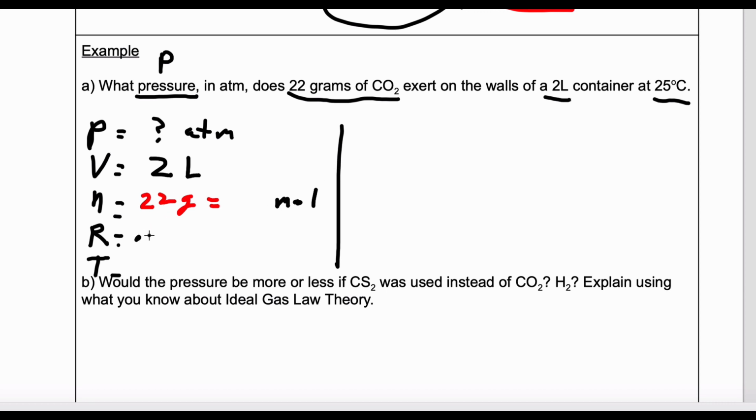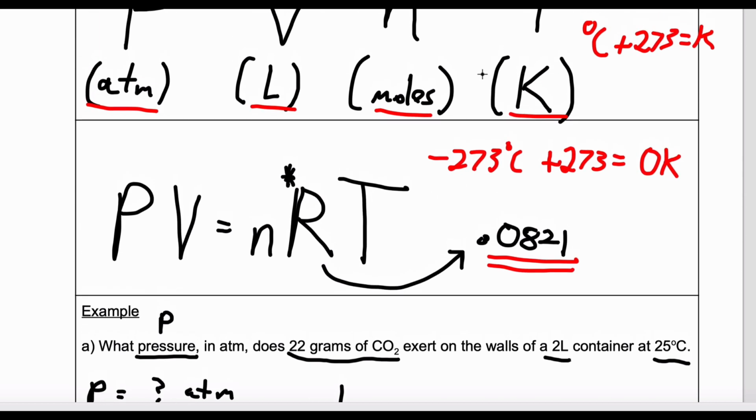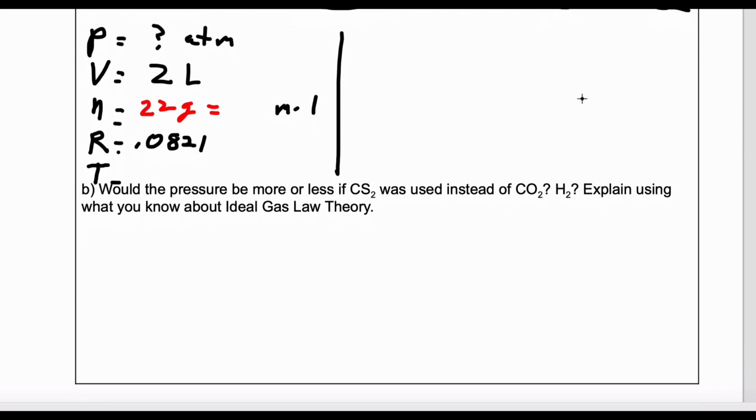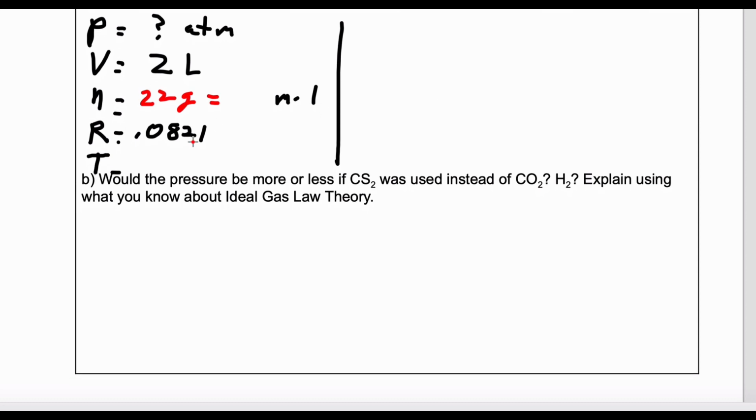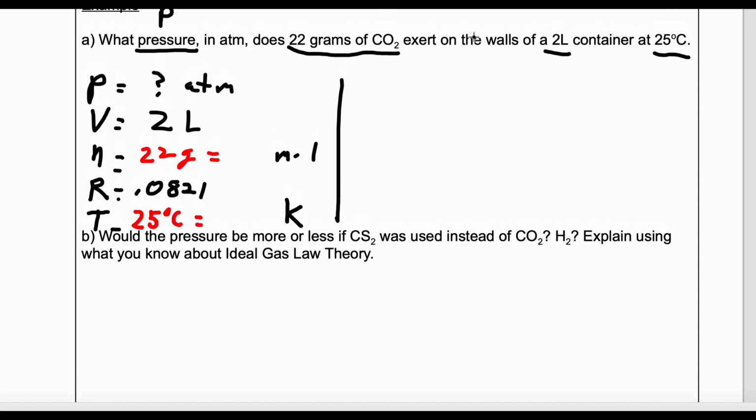We know that R is always 0.0821. And we know the temperature here was given in degrees Celsius. But remember, it needs to be in degrees Kelvin. So I'm going to go ahead and put that in red as well. And once I have everything in black, then I can go ahead over here and do my calculation.